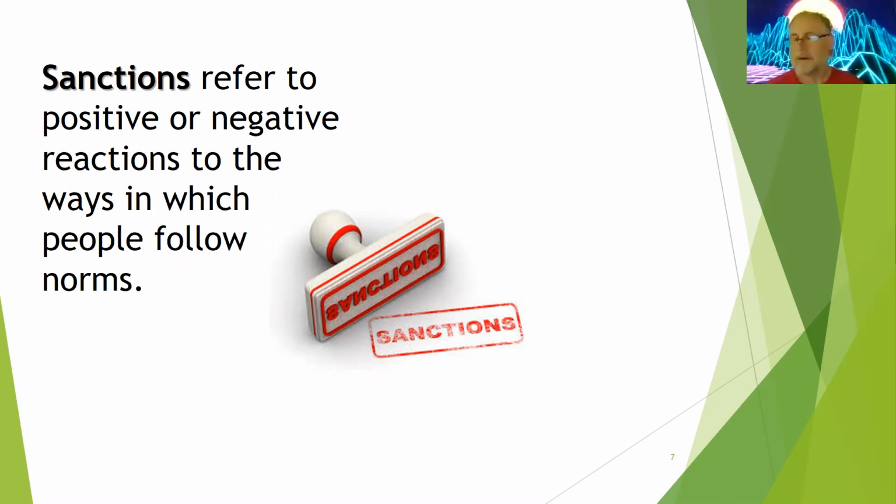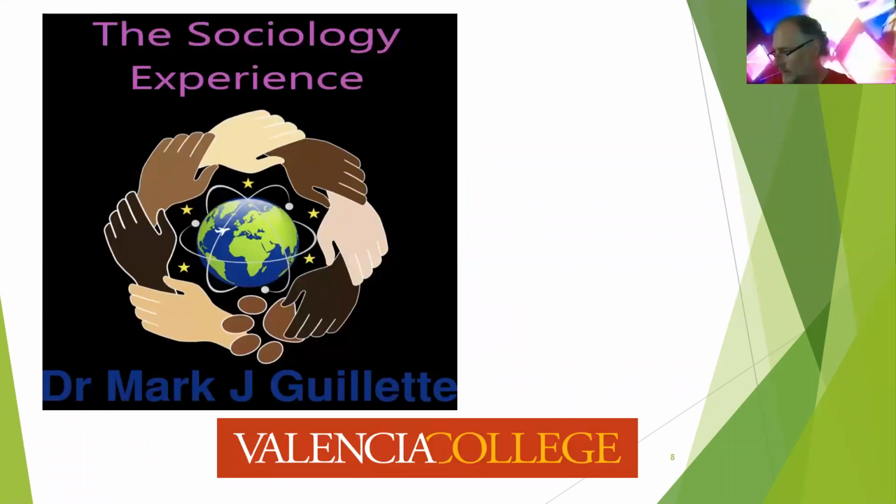There are negative sanctions, and negative sanctions denotes disapproval for breaking a norm. So when we do not do as we are expected, then someone will give us a frown, they will yell at us, we will get a fine, and we could possibly go to jail. All right, so those are sanctions. So that's a quick look at some of the common elements of culture.